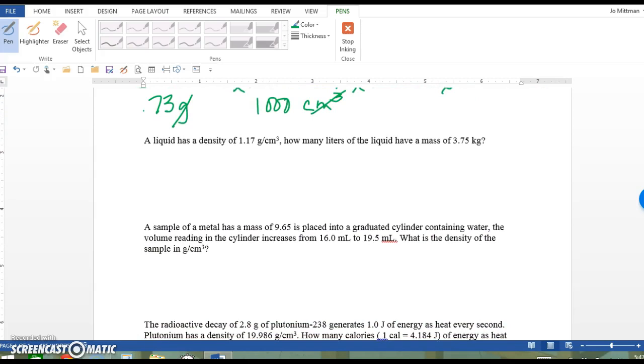On the next one, it says a liquid has a density of 1.17 grams per centimeter cubed. How many liters of the liquid would have a mass of 3.78 kilograms? So we've got two different metric units going on here. We do want to know liters. That means our answer has to be in a volume. So however we decide to start this, volume needs to start in the top so it will end in the top. So for this one, I'm going to start with the density, but I'm going to flip it and put 1 centimeter cubed over 1.17 grams.